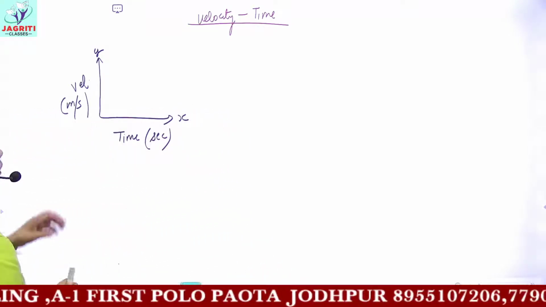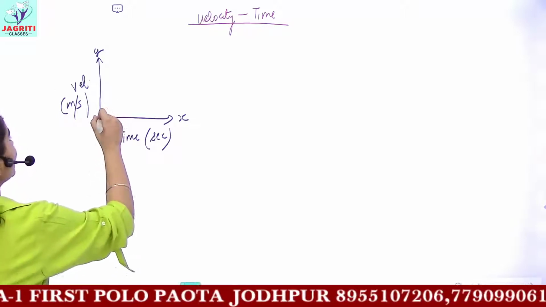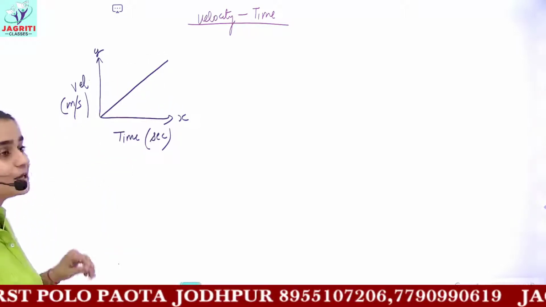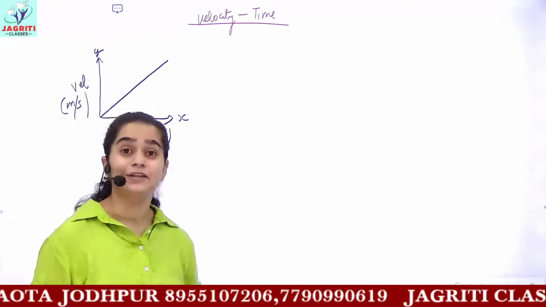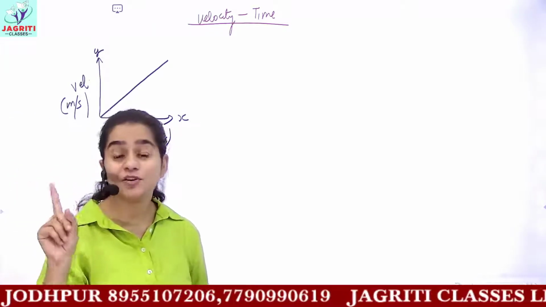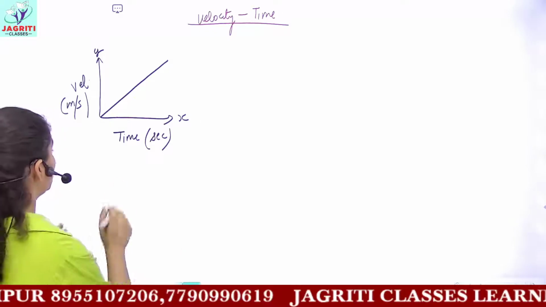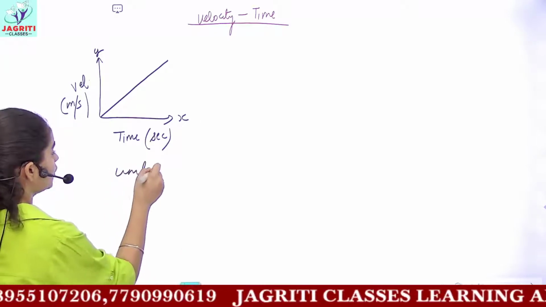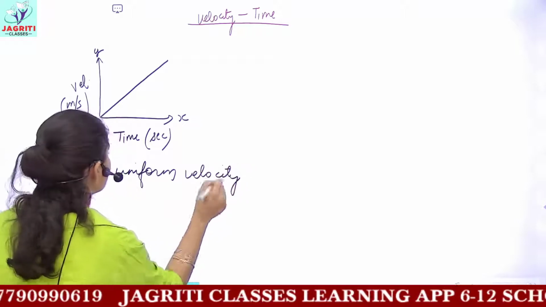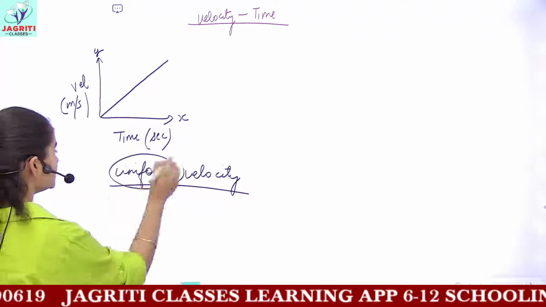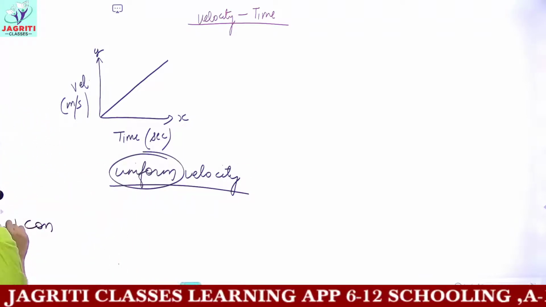So now for the velocity time graph, if you get a straight line, it means the object is moving with uniform velocity. You say the object is moving under uniform velocity. These two terms are quite confusing. The first is uniform and the next term is constant.